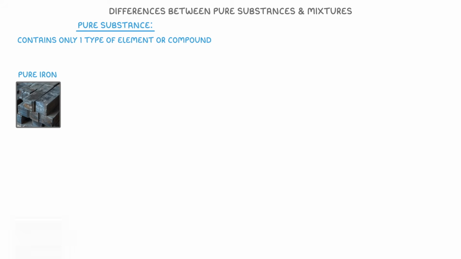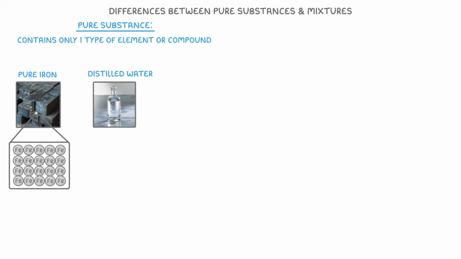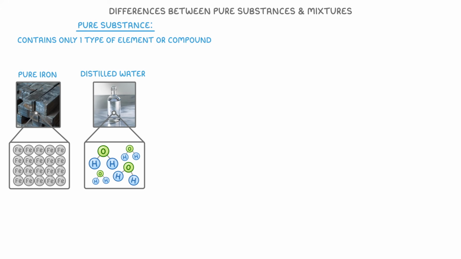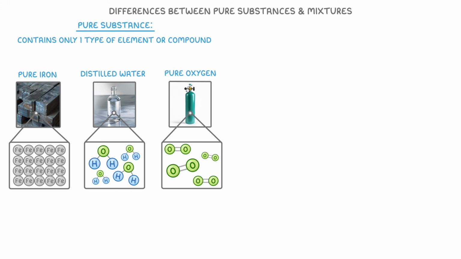Let's begin by looking at the difference between pure substances and mixtures. A pure substance is something that contains only one type of element or compound, with nothing else mixed in. For instance, pure iron only contains the element iron. Distilled water only contains water molecules, and pure oxygen gas only contains molecules of oxygen. And so these are all examples of pure substances. It's important to note that pure substances cannot be easily changed into anything simpler. We can't separate them without chemical reactions.